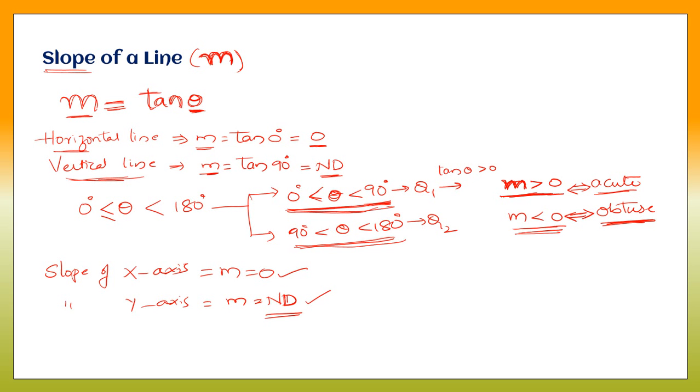So the angle theta is not always given. There is no situation where the angle should always be given, right? In some situations, 2 points might be given. So if 2 points x1 y1 and x2 y2 are given to us, then how to find the slope?